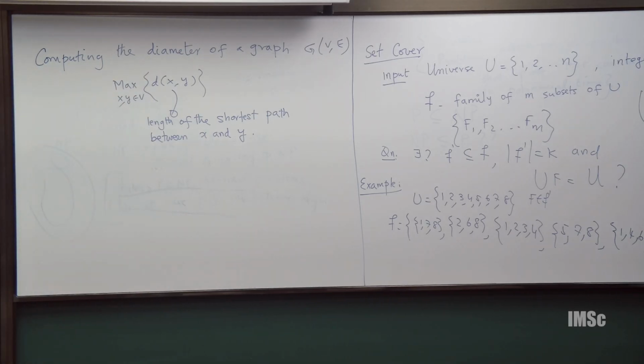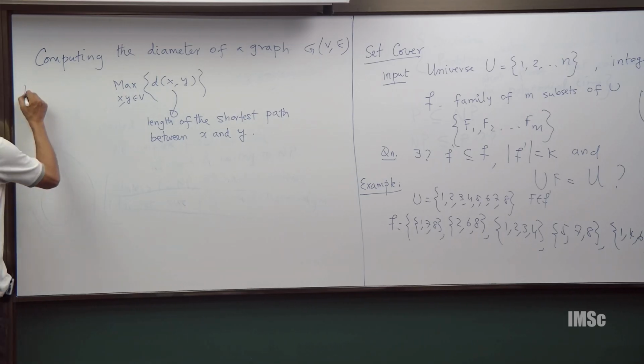Okay. Let us see, can you give me some brute force algorithm for it? So, is the problem clear? Given some arbitrary graph, undirected and unweighted, what you want to find is the largest distance in this graph. Okay. So, any ideas?